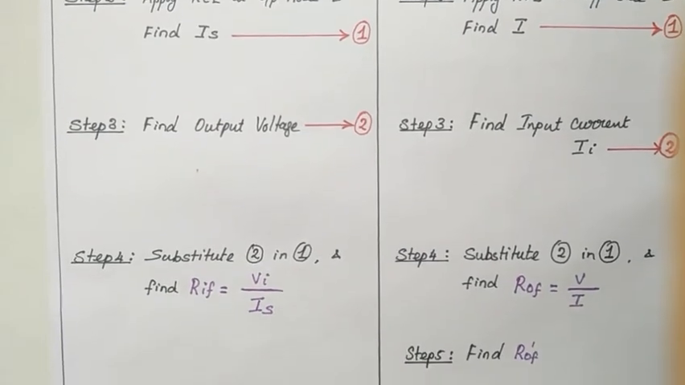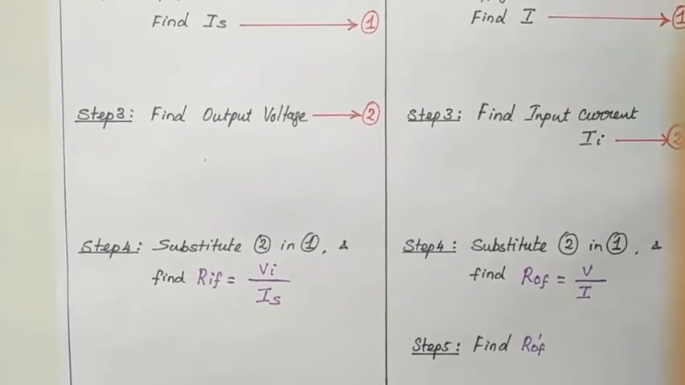There is one more step in finding the output resistance. We have to find ROF dash. ROF dash means the output resistance with feedback, with the load resistance RL connected, taken into account.